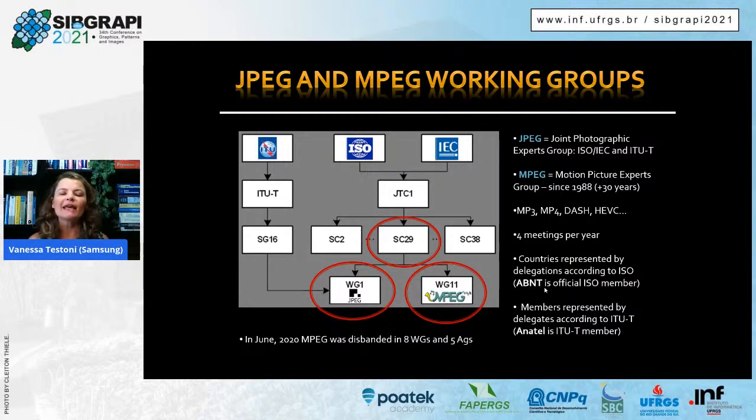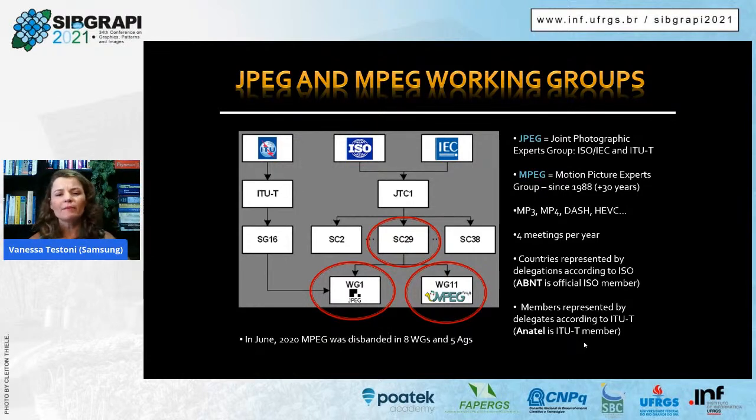We can't just go to a meeting and participate and propose our solutions. This must be done, that is a regulation, by countries represented by delegations. So in this case, in ISO, ABNT is our official ISO member. And for the ITU-T part, it must be done by members represented by delegates. And in this case, for Brazil, Anatel is the ITU-T member, right?